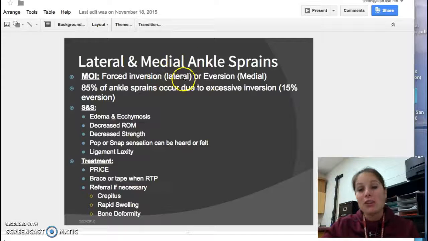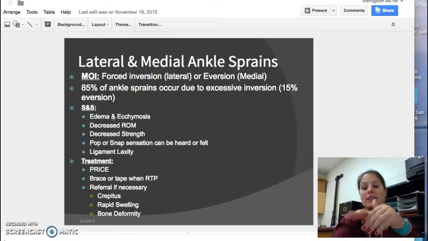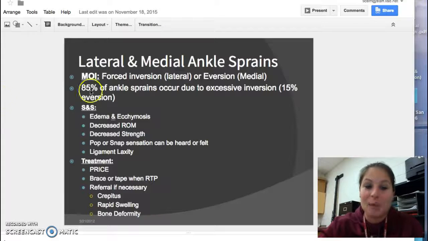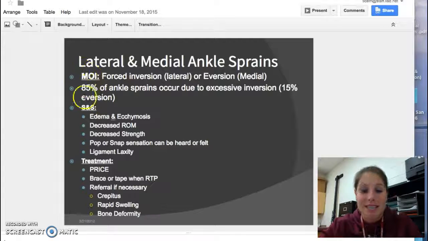So a lateral ankle sprain, meaning that's where it hurts on the lateral side, is going to be when their foot is forced into inversion, all right? So that toe gets pushed in towards the midline, and we see that a lot, all right? It's very, very common. It's actually 85% of all ankle sprains occur in that forced inversion, okay?